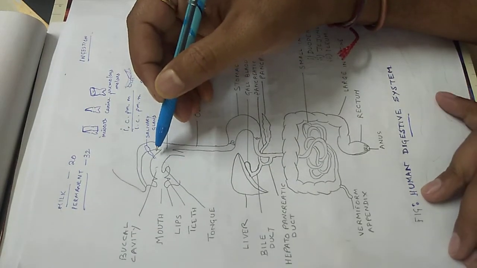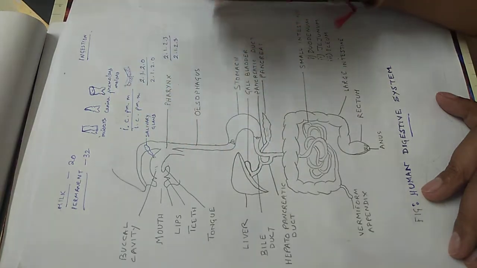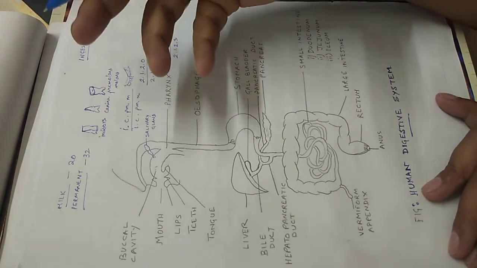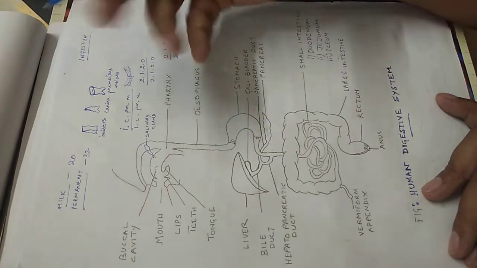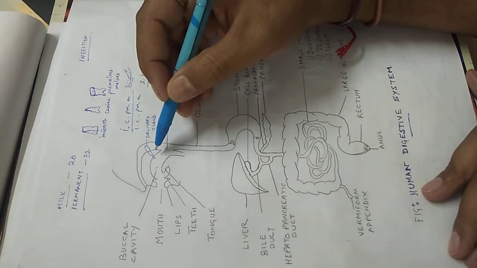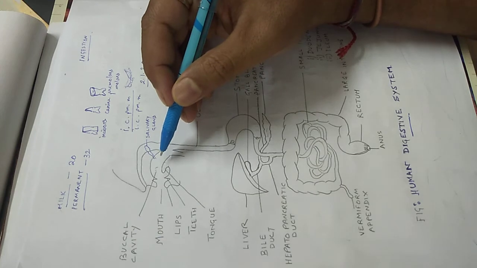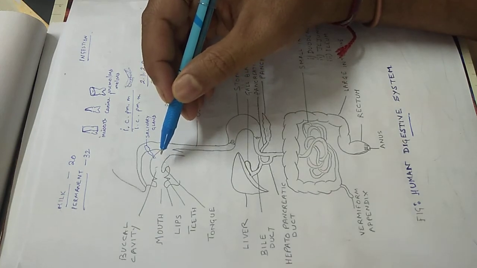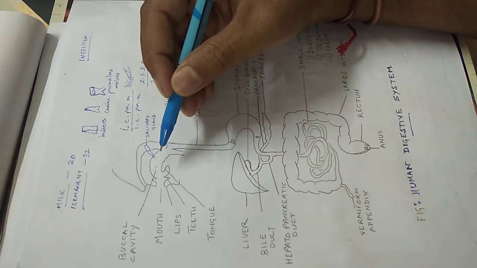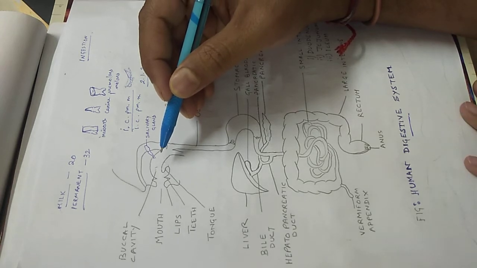Salivary glands secrete a very watery fluid which is called saliva, and the pH of that saliva is more or less neutral, very near to neutral. So when the salivary gland secretes the saliva, what is the function of saliva? First function is that saliva contains an enzyme called lysozyme, which has antibacterial property. It can kill the microbes present in your food.